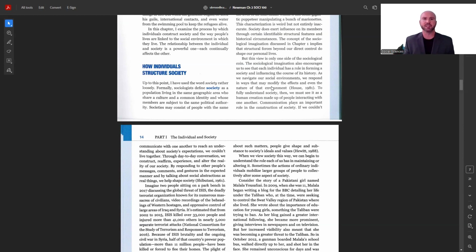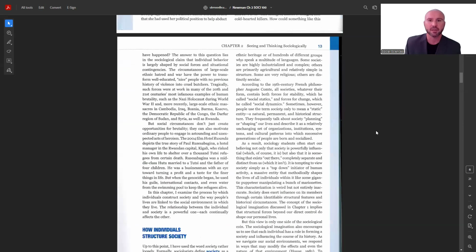So sociology is a science, and we want to keep our terminology precise and not so vague or general that we don't really understand what we're talking about. It's very important to understand exactly and precisely what it is that we're talking about.